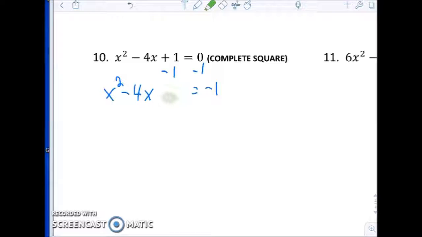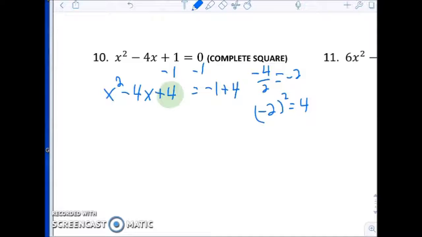So what I need in this spot here is something to make that a perfect square. That is related to the negative 4. If you divide that by 2, you get negative 2. And then if you square the negative 2, that's the number you get for inside. So I need to have a plus 4 here. Well, what I add to one side, I need to add to the other.